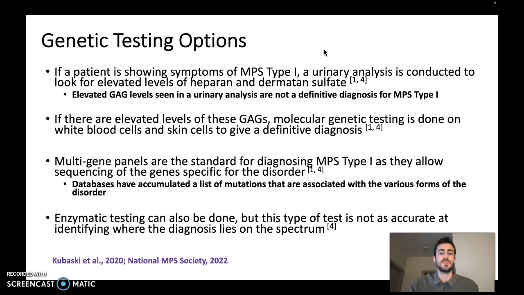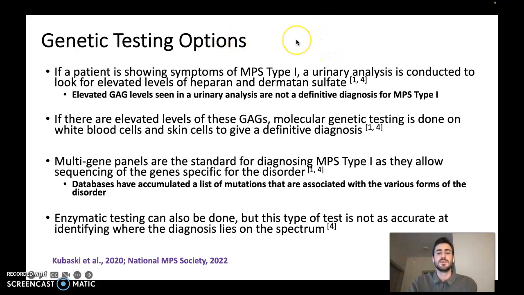The standard is multi-gene panels, and basically over the years as they've tested individuals with MPS type 1, they've been able to build this categorization of the mutations associated with them, and it's helped patients who are diagnosed with the disorder find out where they lie on the spectrum.